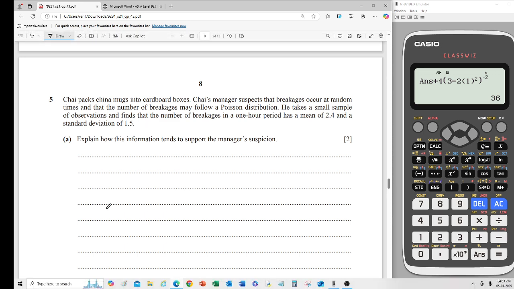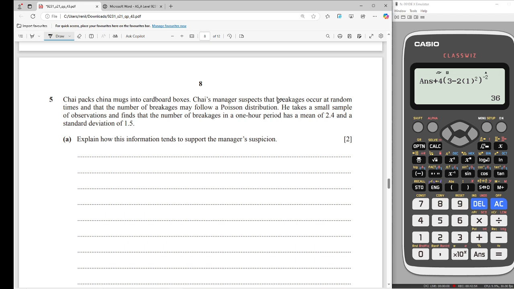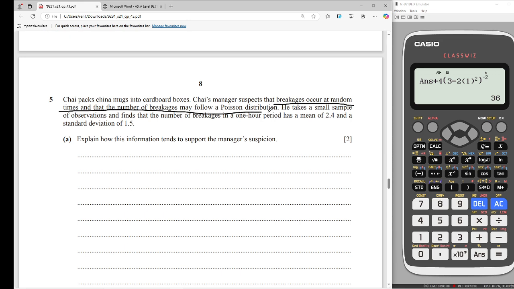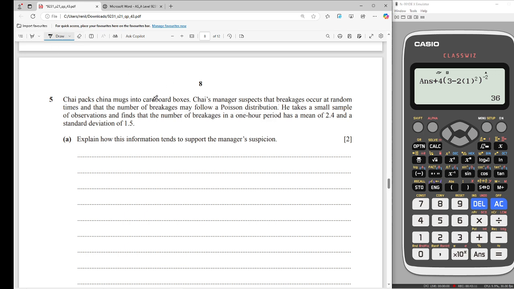So first we have to identify what is the manager's suspicion. He suspects that breakages occur at random times and that the number of breakages follow a Poisson distribution. We need to follow this. This is what our main suspicion is. Number of breakages follow a Poisson distribution. So let's just cut that for now. Okay, so how does the information tend to support this?